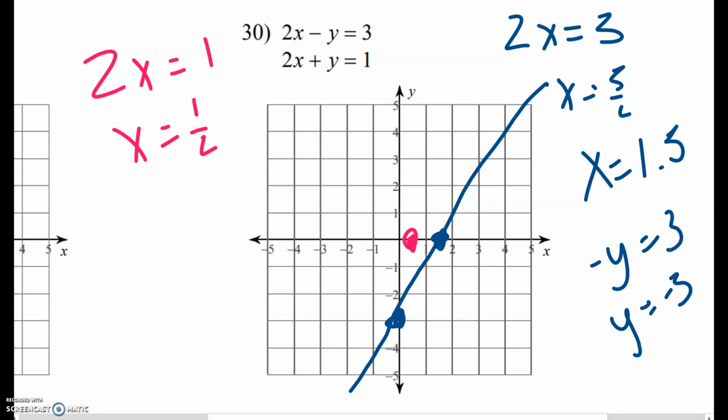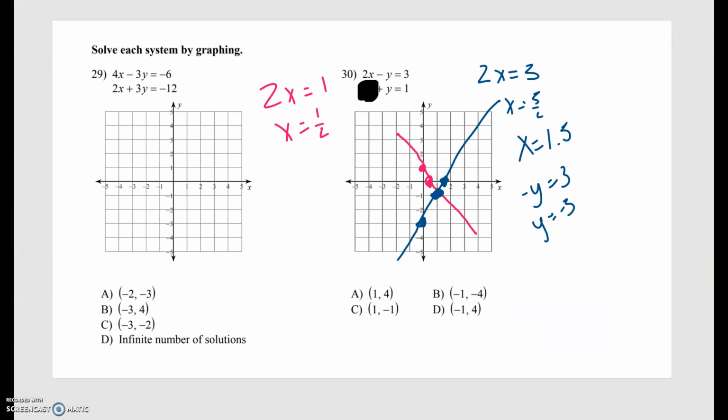Now we're going to cover up. And we get y equals 1. Should be right here. So these connect. And we see that our intersection happens here. Over 1 and negative 1. So my answer would be C.